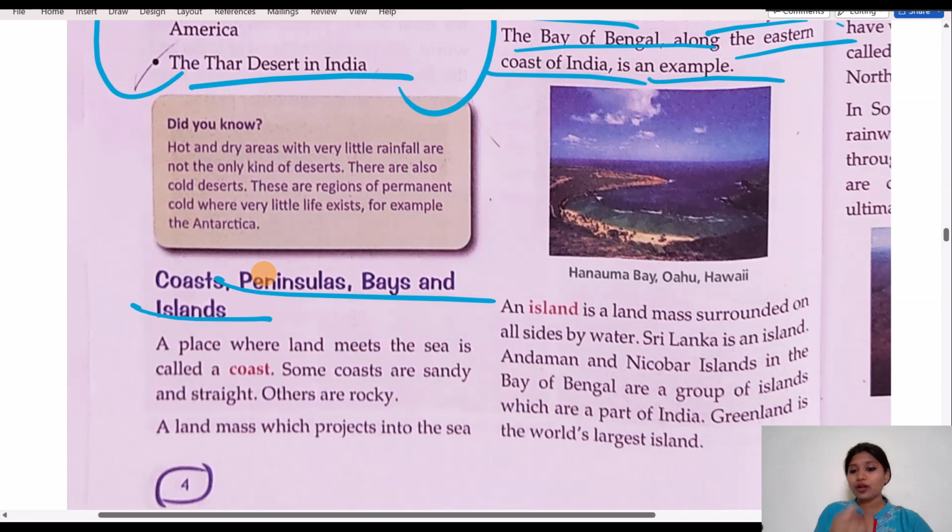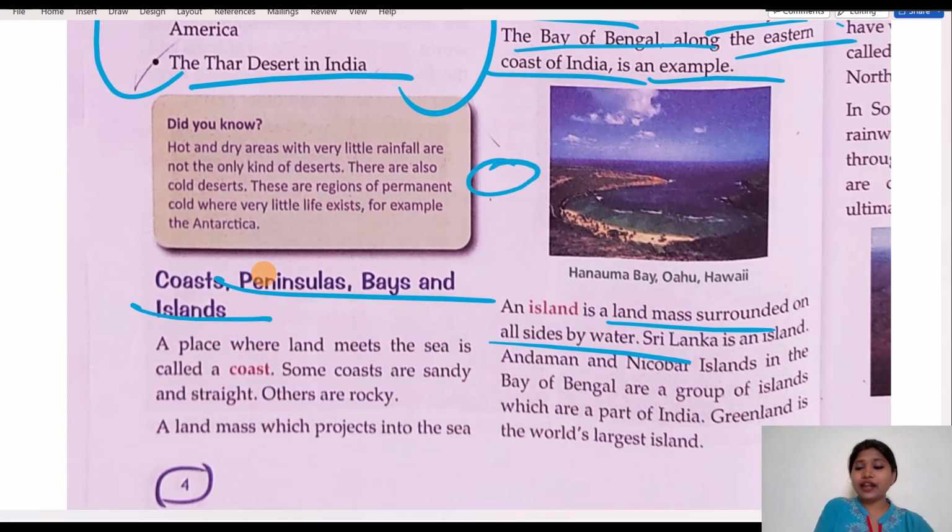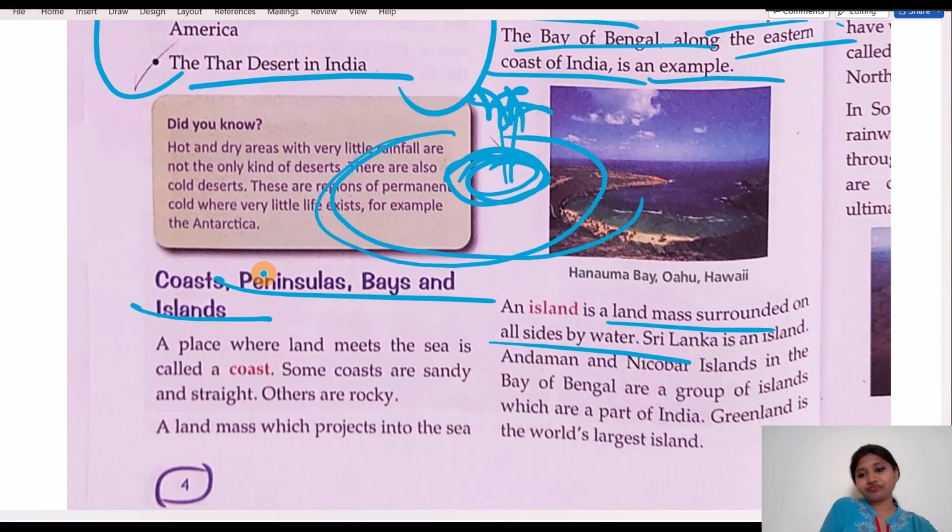Okay, then what is the island? An island is a land mass surrounded on all sides by water. Example, children, suppose this is the land. We saw most of the time in cartoons, in the middle is a very small portion of land, and there are two coconut trees on a very small land area, and all around it is water. That we can call an island.